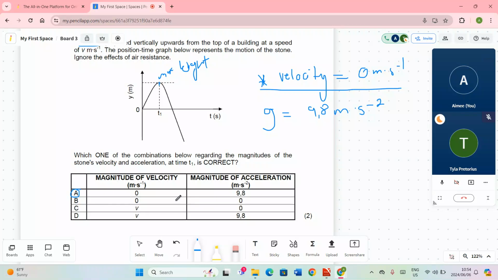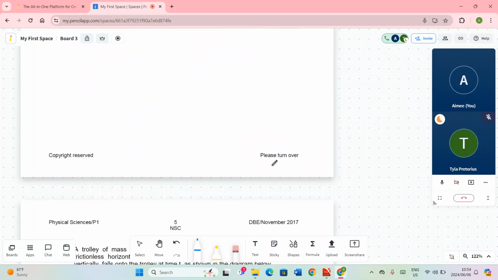That's wrong because we don't have, this is correct, but acceleration will always be 9.8 unless the object is in contact with the ground or the earth, okay? Its velocity at its maximum height is 0, so we know that one's wrong. And we also know that this one's wrong. Okay, moving on.